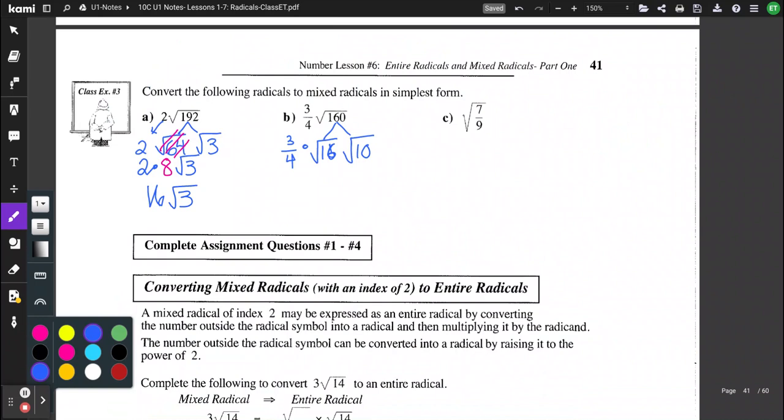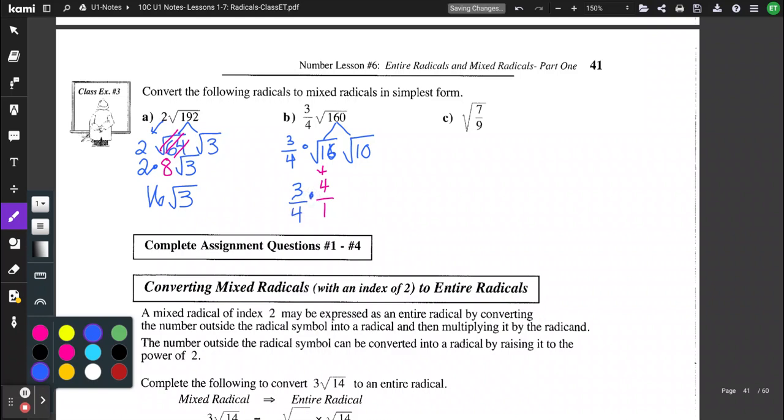So now I got to deal with that 16. What is the square root of 16? 4. But there's a fraction sitting beside it. So that means I need to put it out as a fraction. How do you put any number into a fraction? Put a 1 on the bottom. So my 16 ends up becoming 4 over 1. And out front, I've got 3 over 4.